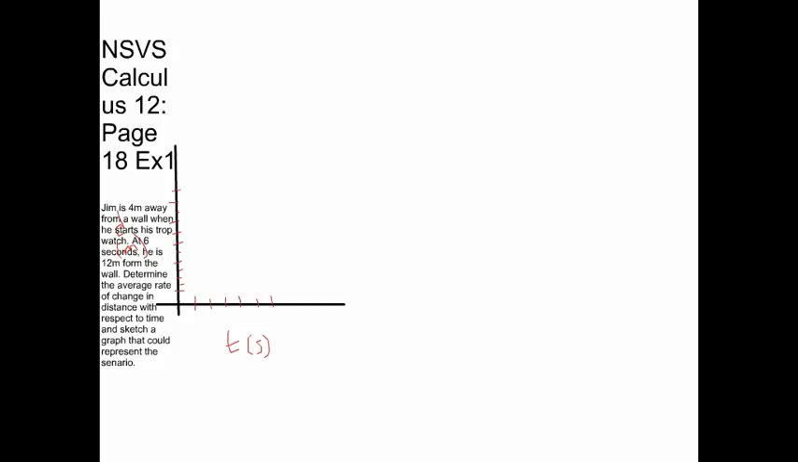So when he starts a stopwatch, he's at 4 meters. So we have one coordinate, or 1 point, 0 and 4. Then it tells us that at 6 seconds, he is at a position that's 12 meters away from the wall. So we have another point that is 6 and 12. So if we connect those dots, we have a line which we can find the slope of.